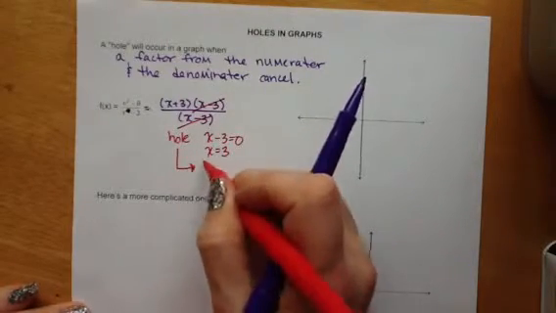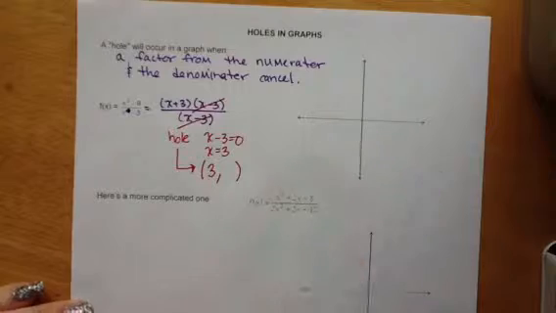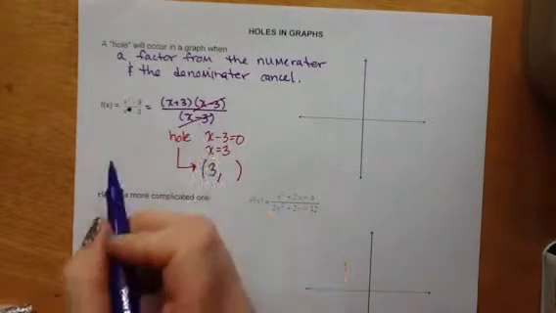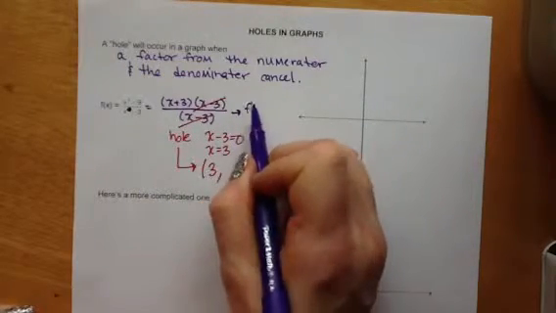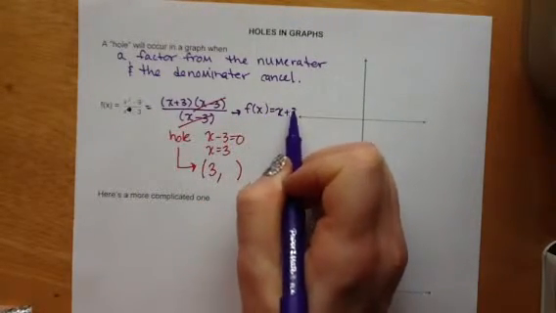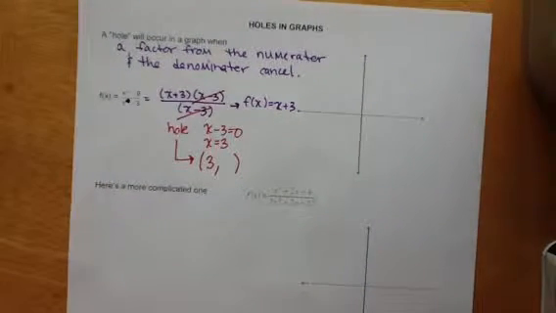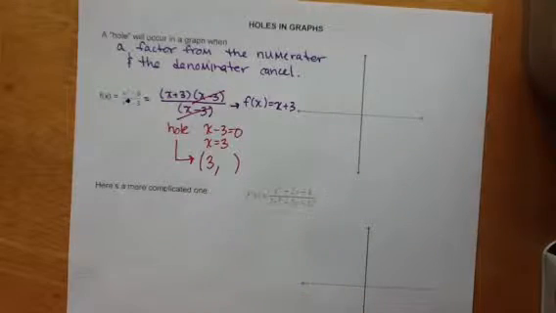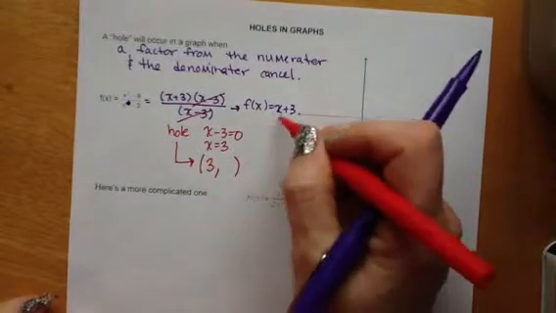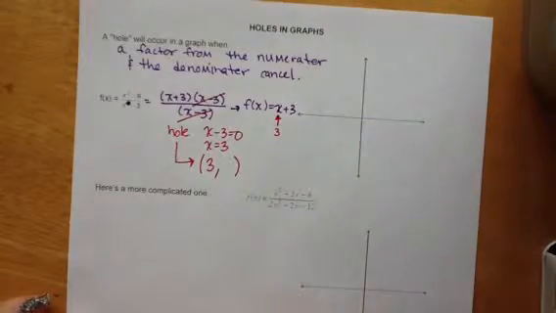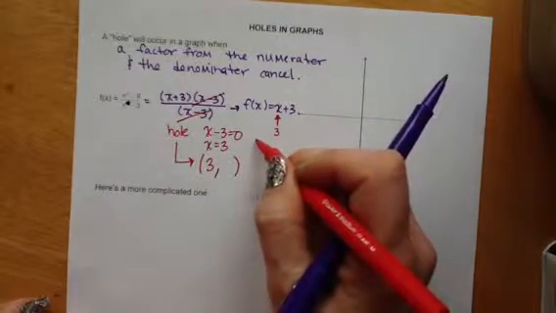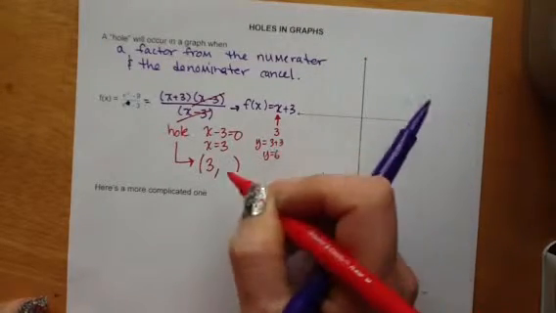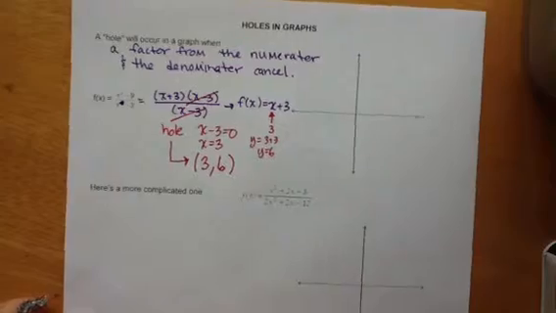And I'm going to show you how to figure out that ordered pair here in a second. So it's going to be at 3 something. When we cancel out that x minus 3, that leaves us with the function f of x equals x plus 3. So we're going to graph this function like normal, except we have to account for this hole. The hole is going to happen if we substitute in 3 in the new equation. We'll get f of x, or y, equals 3 plus 3, so y equals 6. So there's a hole at 3, 6.